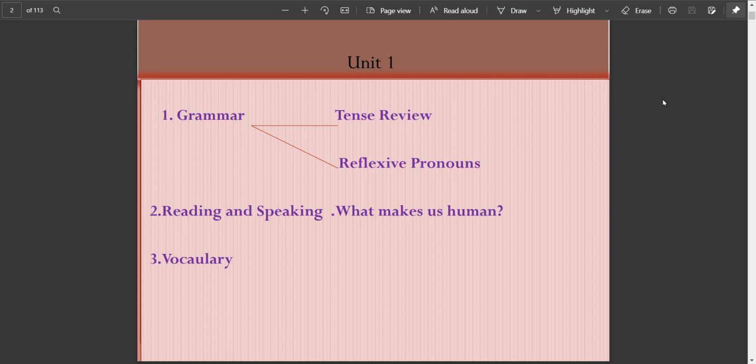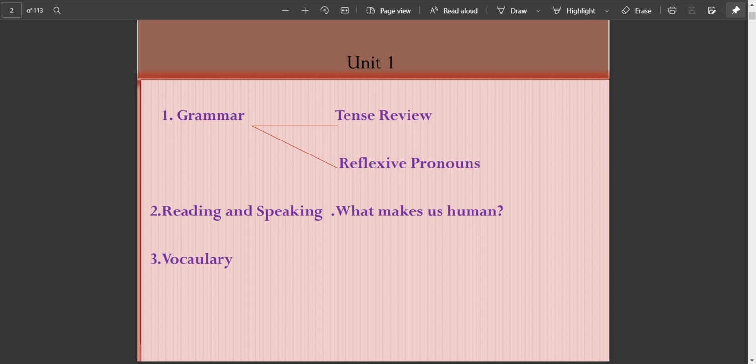Here we have three topics: grammar, reading and speaking, and also synonyms. عندنا النحو والreading والspeaking, and then also we have المرادفات. Right, so let's start with the first one, which is grammar. The topic is grammar, tense review and reflexive pronouns. نتحدث عن الأزمنة، بعدين نتحدث عن الضمائر الانعكاسية. Reading and speaking, what makes us human.